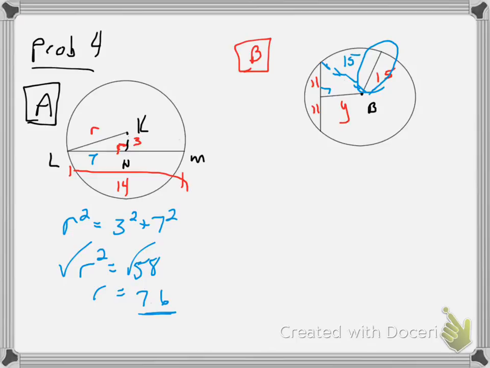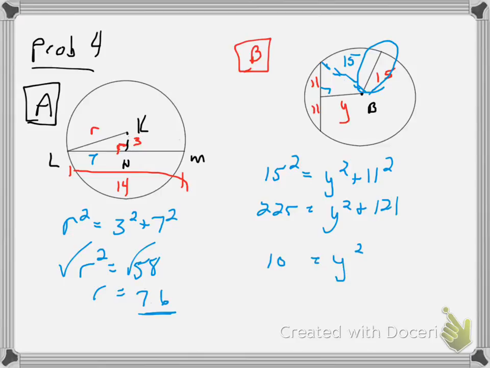And this is where we struggle. Make sure that you draw in that 15. Again, that's across from the right angle, so 15 squared equals Y squared plus 11 squared. Doing this out, 225 equals Y squared plus 121. Subtract 121, I get Y squared equals 104. Now take the square root of both sides and end up with Y is about 10.2.